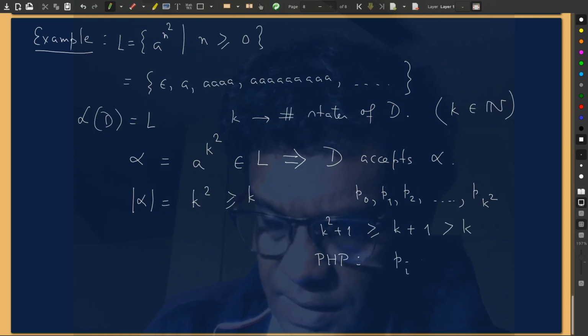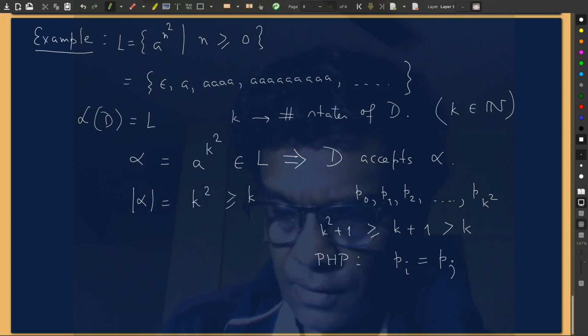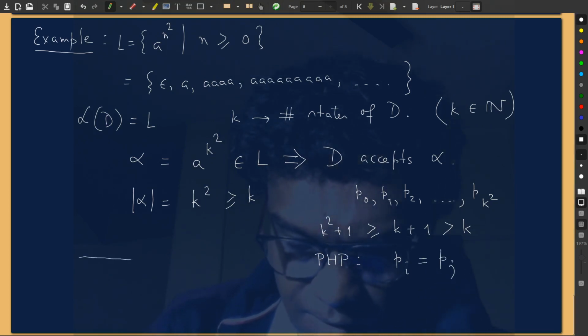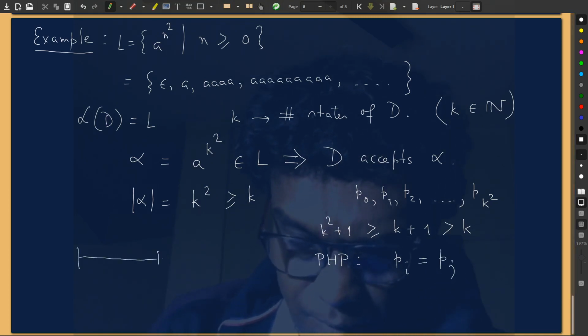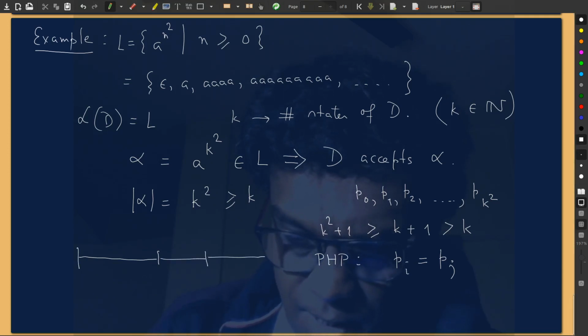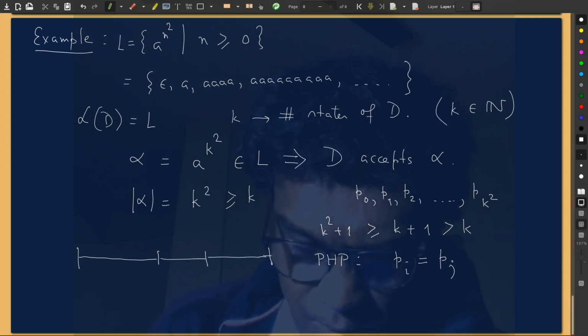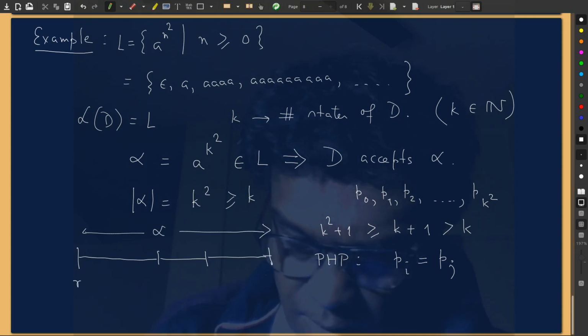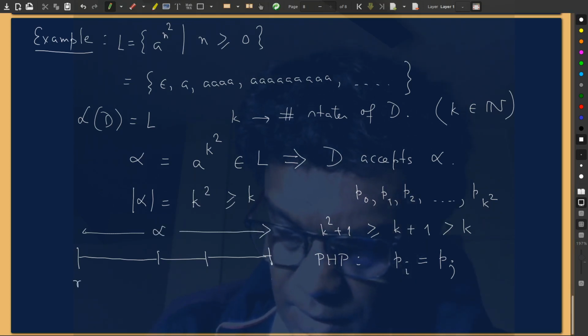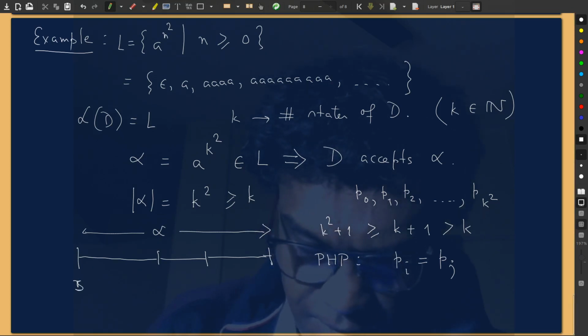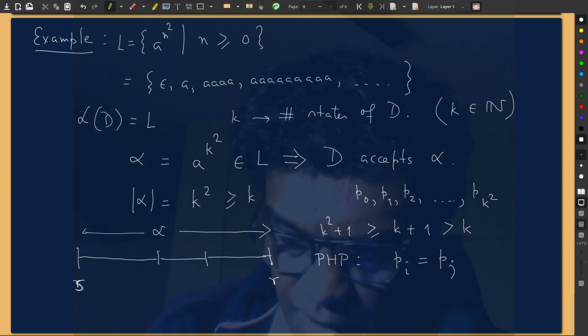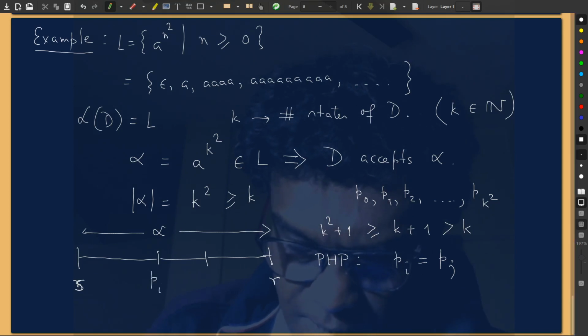So once again, by the pigeonhole principle, there exist i and j, i less than j, such that the states pi and pj are the same. So it is repeated. So once again, something like this, i, j, finally. So this is my entire alpha. Start at the start state S, reach some final state R, and some pi, some pj is repeated.